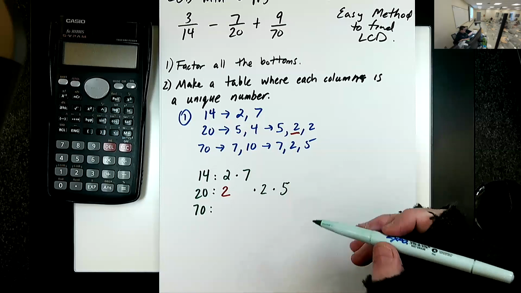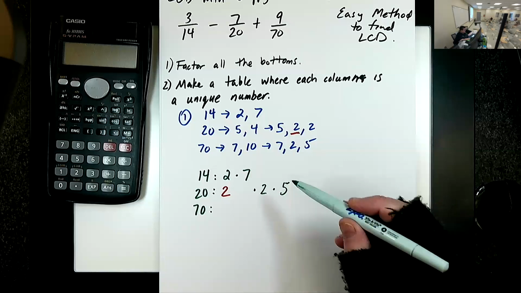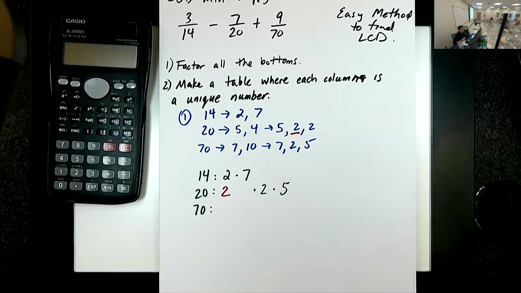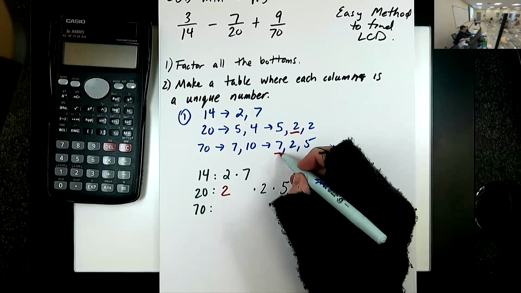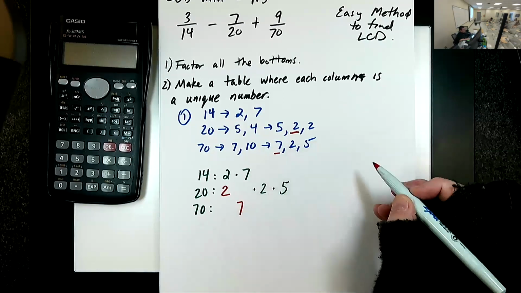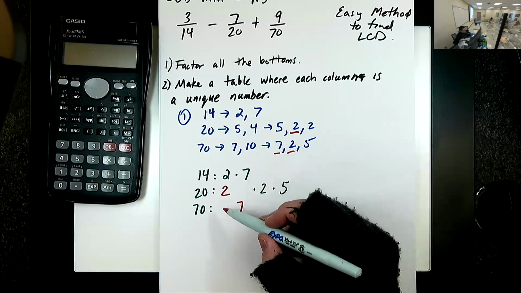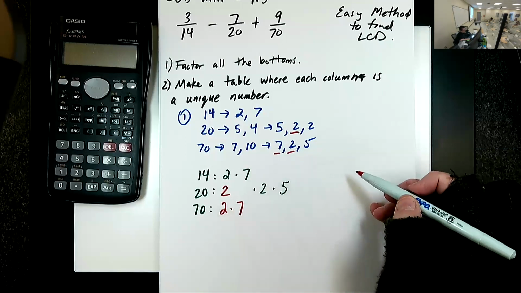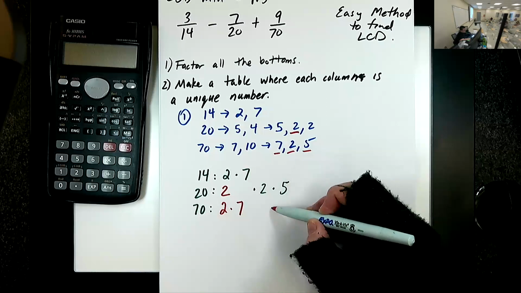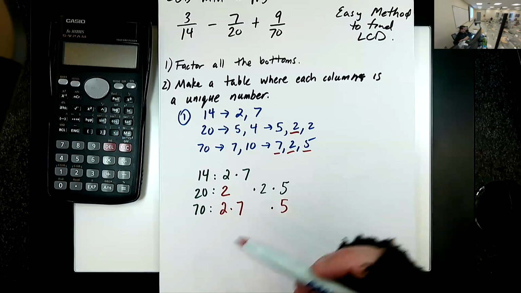70 is 7 times 10. I have the 7 here, it's already in a column, we'll put it there. The 2 already has a column, we'll put it there. And the 5 already has a column, and we'll put it there.